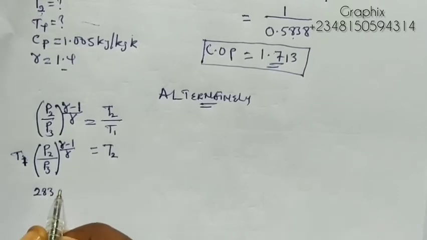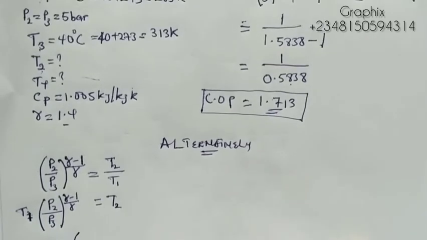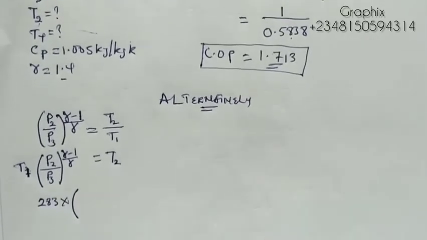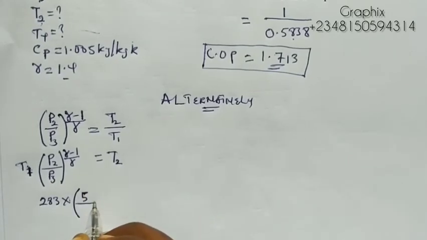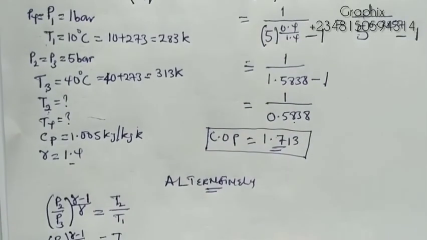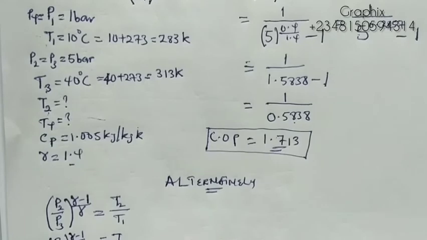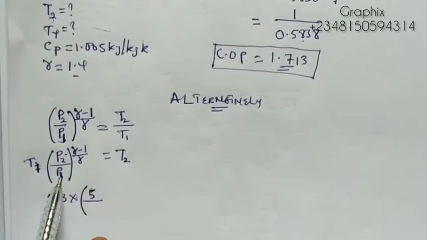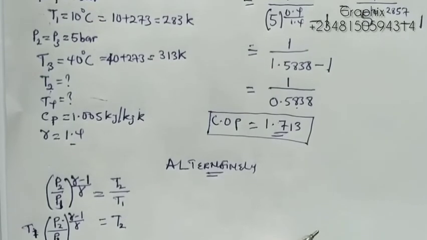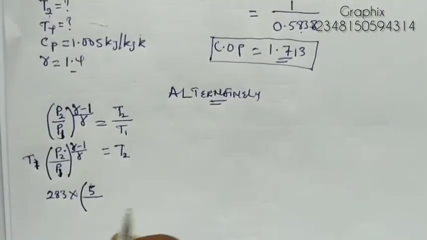283 Kelvin multiplied by my P2, which is given as 5 bar. So my P2 is given as 5 bar. Careful, P2 is given as 5 bar, and P1 is given as what? What is the P1 here? That's given as 1 bar, right? So we have 1 here.